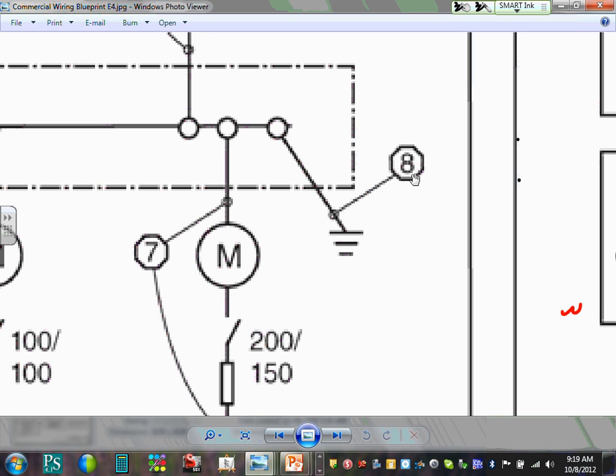Can you guys see number 8 here? They have the main bonding jumper. So they take the neutral in the gutter and they ground the neutral to the ground. That's what you guys were doing with me on Friday when we sized the grounding electrode conductor and the main bonding jumper. That's exactly what they're doing here.